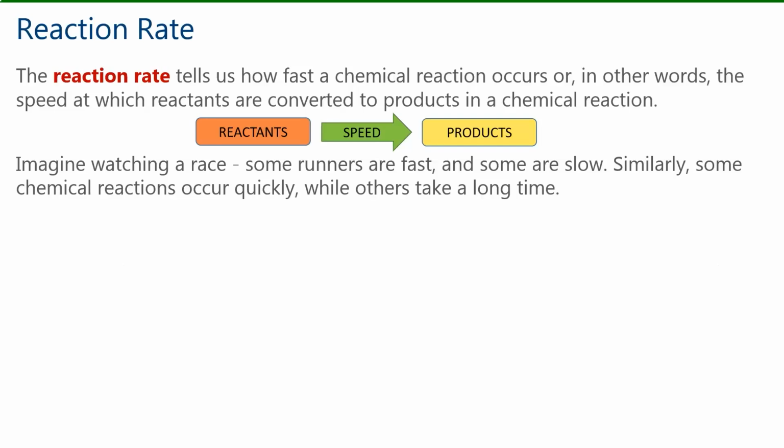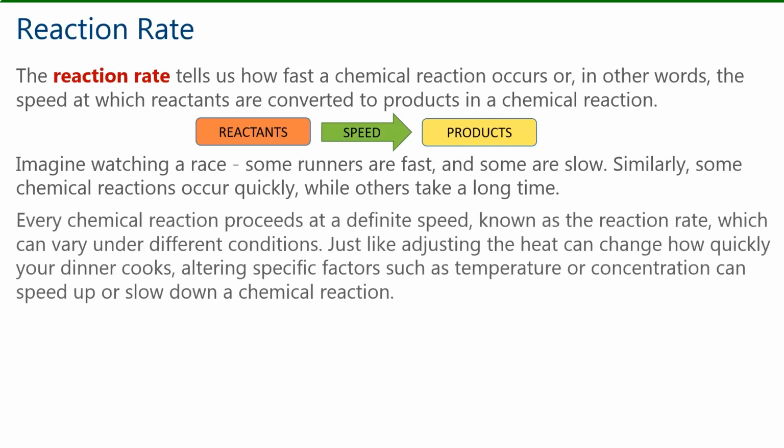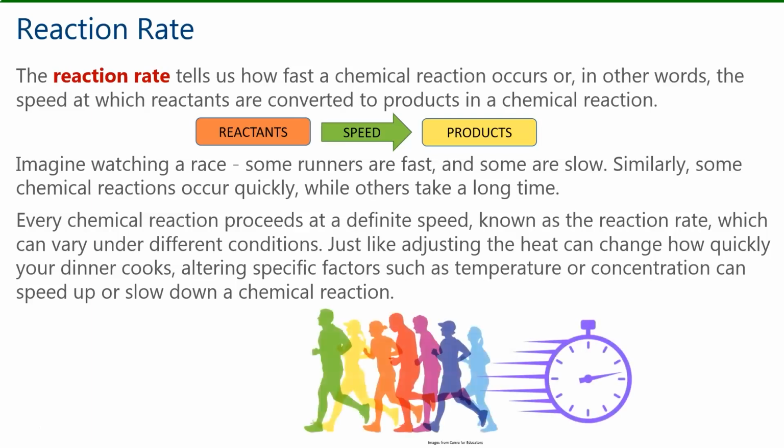Imagine watching a race. Some runners are fast and some are slow. Similarly, some chemical reactions occur quickly, while others take a long time. Every chemical reaction proceeds at a definite speed, known as the reaction rate, which can vary under different conditions. Just like adjusting the heat can change how quickly your dinner cooks, altering specific factors such as temperature or concentration can speed up or slow down a chemical reaction.